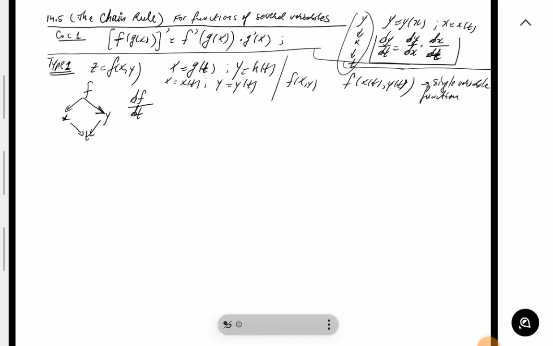I think I forgot to mute this one. Sorry about that.